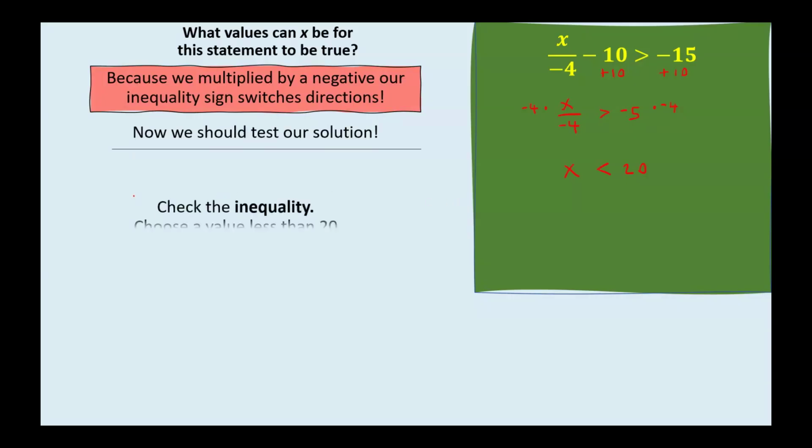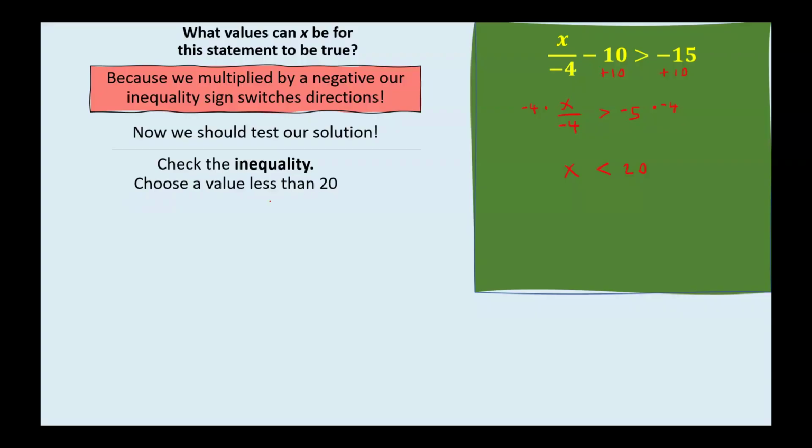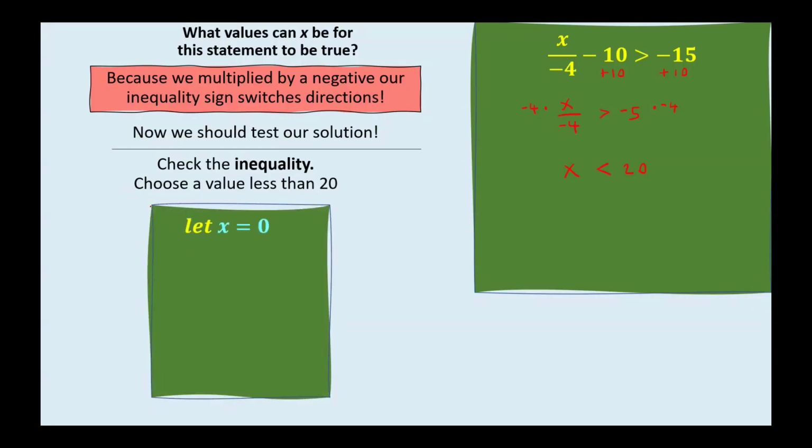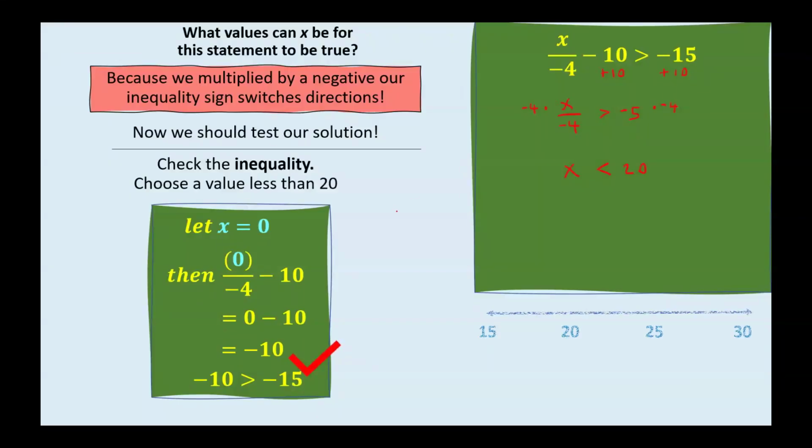Now let's test our solution. Let's pick a value. Choose a value that is less than 20 to see if it works for x. If I let x be equal to 0, let's see if my left side is still less than my right side. Is 0 less than 20? Yes. So that works. Let's put it back into the original and see. If I let x in my original inequality be 0, I have 0 divided by negative 4, which is 0, and 0 minus 10 is negative 10. Now, is it true that negative 10 is greater than negative 15? Yes, that is true. So it looks like my inequality does work.